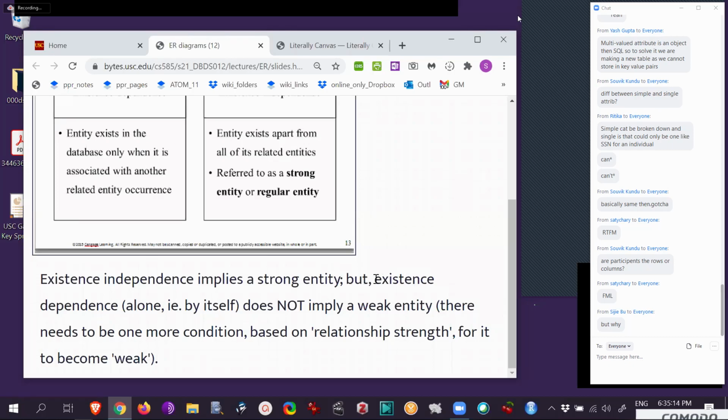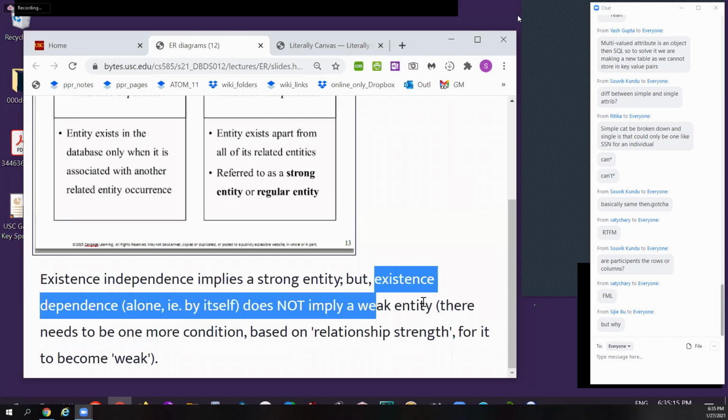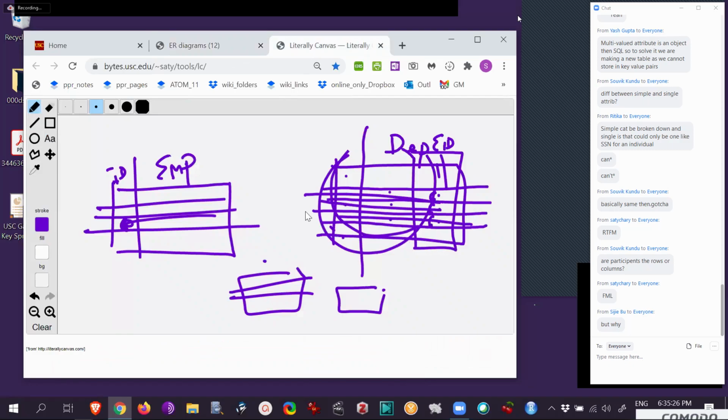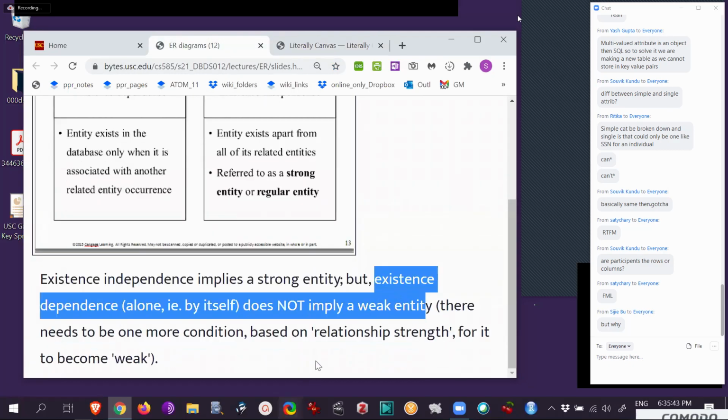Okay, but suppose you say existence dependent. If I tell you the dependents table at USC is existence dependent upon the primary employee table, that does not make this a weak entity. Strong and weak are not opposites. It's a very crazy concept again. Weak is not the opposite of strong. Strong means completely standalone, but weak does not mean no standalone. So look, what does that actually mean? Why are you telling me that? Because I'm going to tell you.